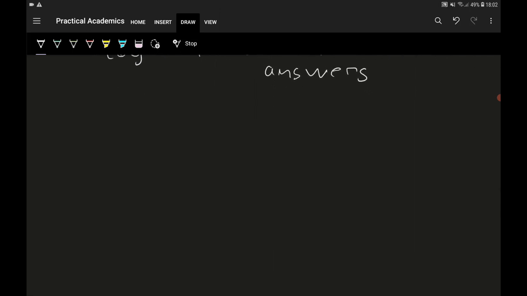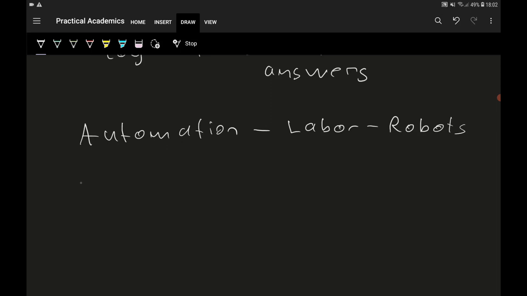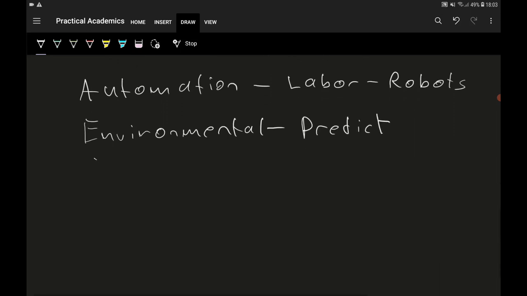Now, what may those problems be? They may simply be problems of automation, right? We're just trying to automate some sort of labor, making robots. It could also be bigger problems of environmental problems, and using computers to predict the future, right? They could be social problems, trying to understand different demographics, just collecting data and analyzing that data.